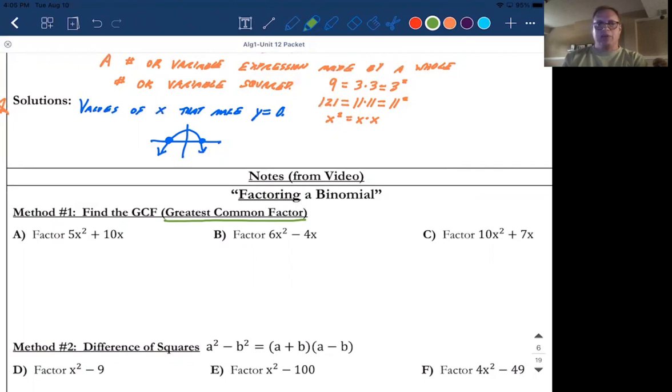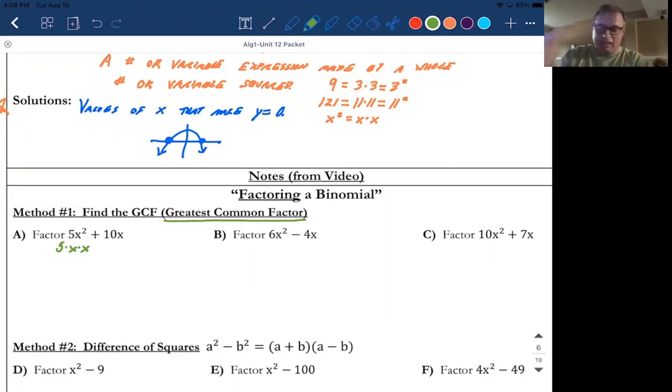So what that means is I want to find what can I break 5x squared and 10x into, so that when I multiply those factors together, I get back to where I started. So I'm going to kind of do this the long way first. So 5x squared. Well, 5x squared is the same as 5 times x times x.